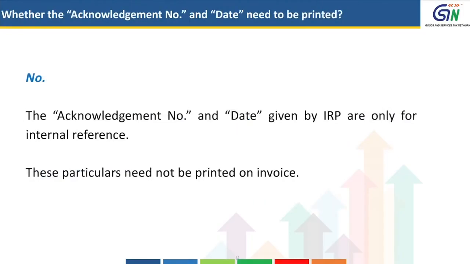On reporting invoice details, the IRP is giving acknowledgement number and date. Whether these also need to be printed on the invoice copy? No. These details are only for internal reference. They need not be printed on the invoice copy.